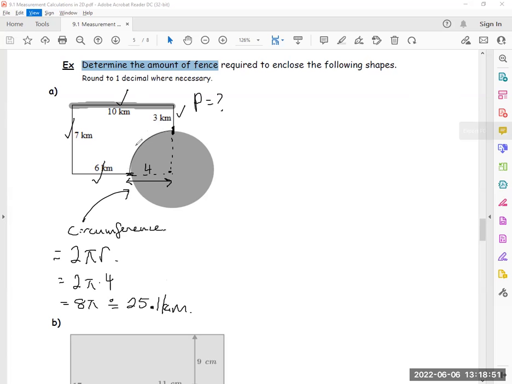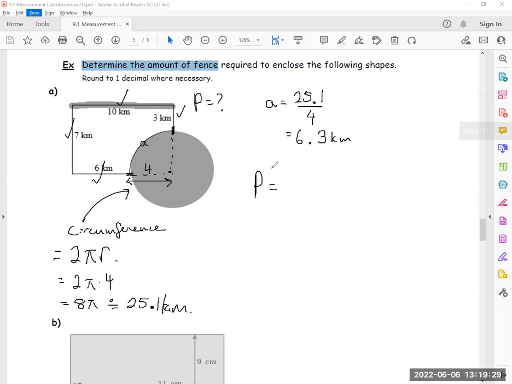So I'm going to call this length C for curve. If the circumference is 25.1, what is, let's call it A for arc, what is the length of the arc? 6.275. So I'm going to round it to 6.3. Yep, 6.3. All right.